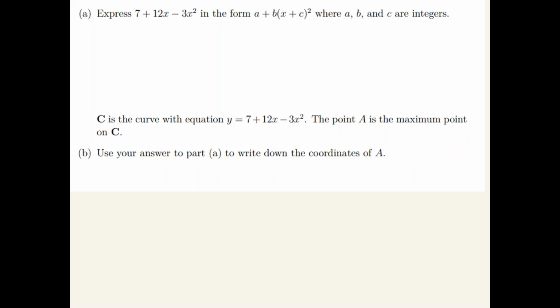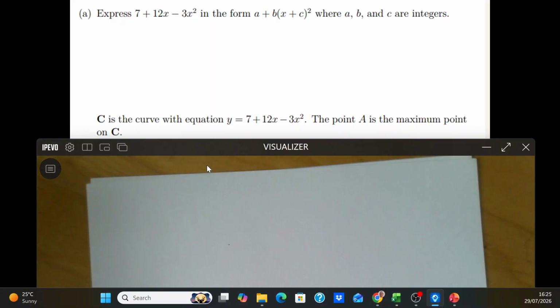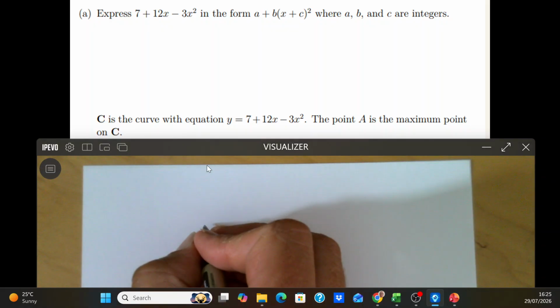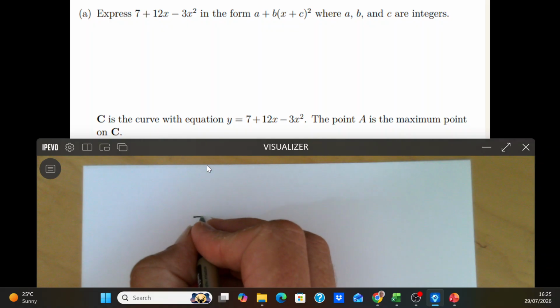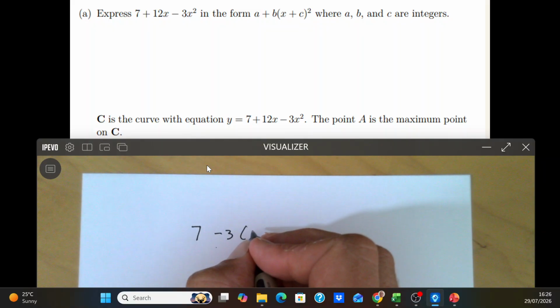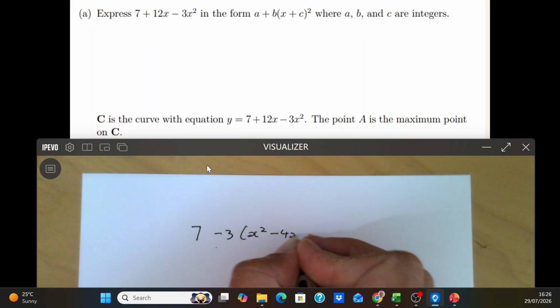Right, here we are. So what does it say? Express this in the form where that. So looking at it, the first thing I'm going to do is I notice -3 is a factor of both 12 and 3x. So I'm going to write this as 7 minus 3 lots of x squared minus 4x.